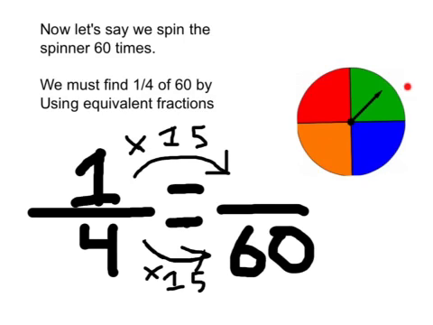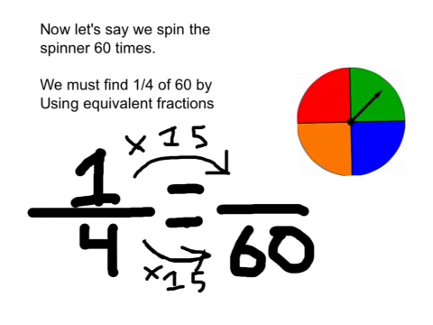Now let's say we spin this spinner 60 times. To find the probability of landing on green after 60 spins, we must find 1/4 of 60 by using equivalent fractions. Equivalent fractions are fractions that are worth the same but have different sized parts than each other. As you can see, I have 1/4 over here and the missing fraction with the denominator as 60. We know the denominator is 60 because we are going to spin the spinner 60 times.